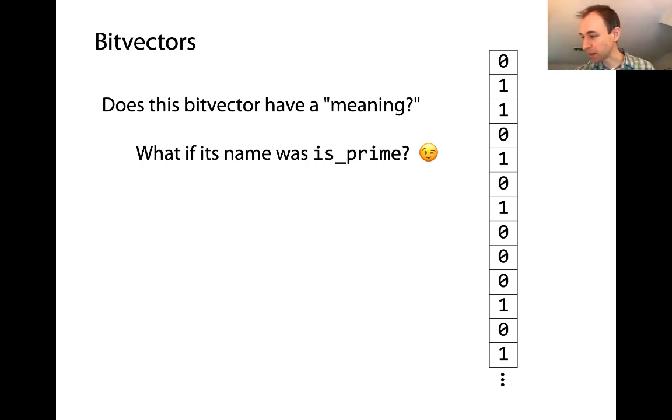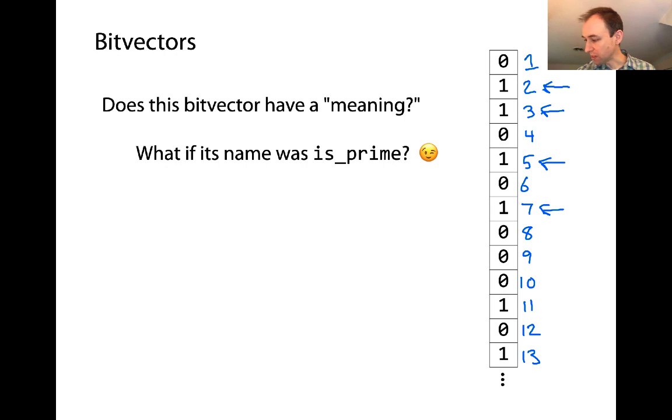So let's look at that bit vector a little bit more closely. What if I were to write numbers next to each of the slots of the bit vector? Okay, we start to see a pattern emerging, which is that the set bits, the bits that are set to 1 in this bit vector, correspond to primes, right? 2, 3, 5, 7, 11, 13. Okay, so that's the meaning of this bit vector: the offsets correspond to numbers, and whether they're set or not corresponds to whether they're prime.